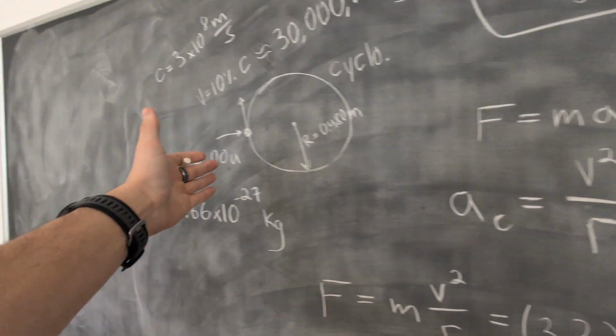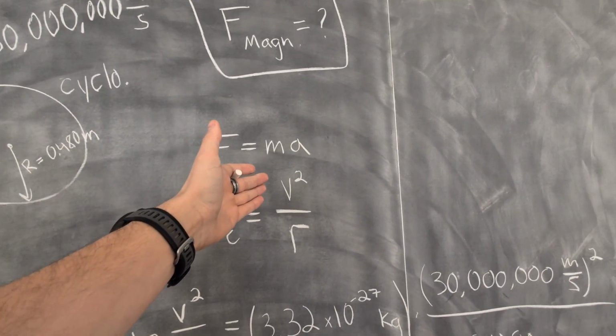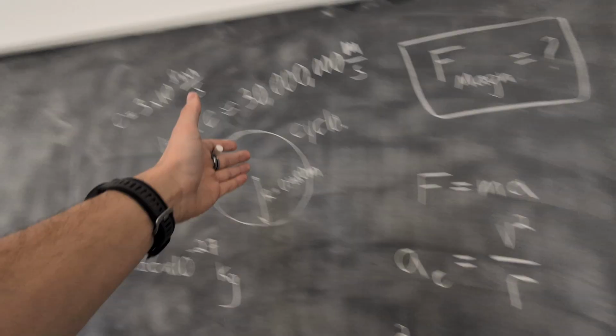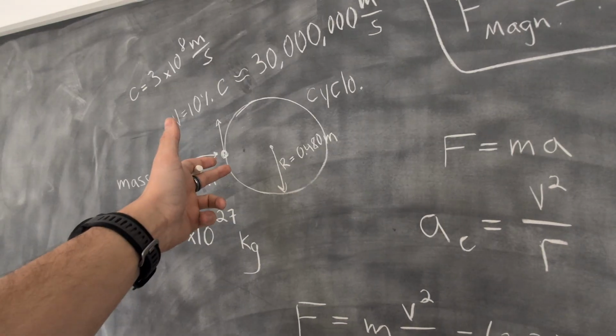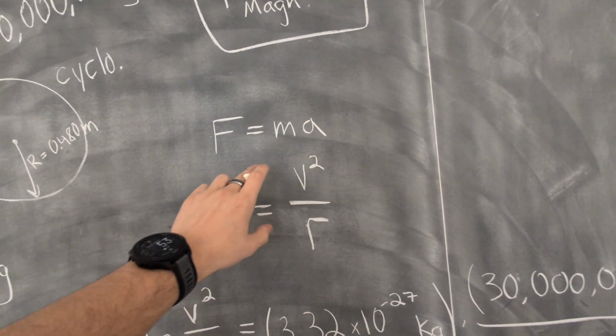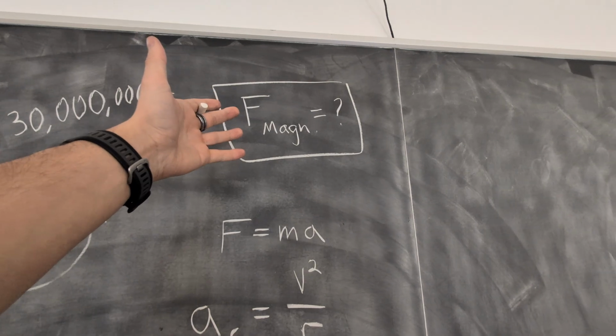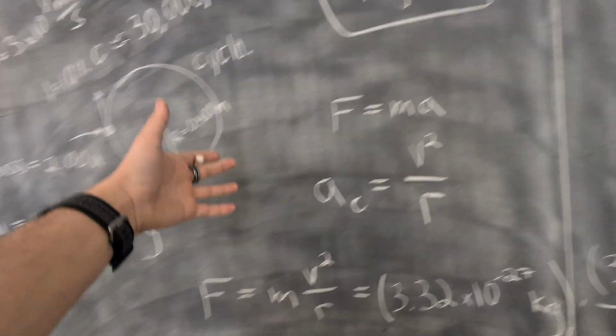I have mass right over here. I have velocity right over here. And I have radius right over here. So I could literally just plug everything in and get an F. Is that this F? I don't know, but we're just going to plug it in and try.